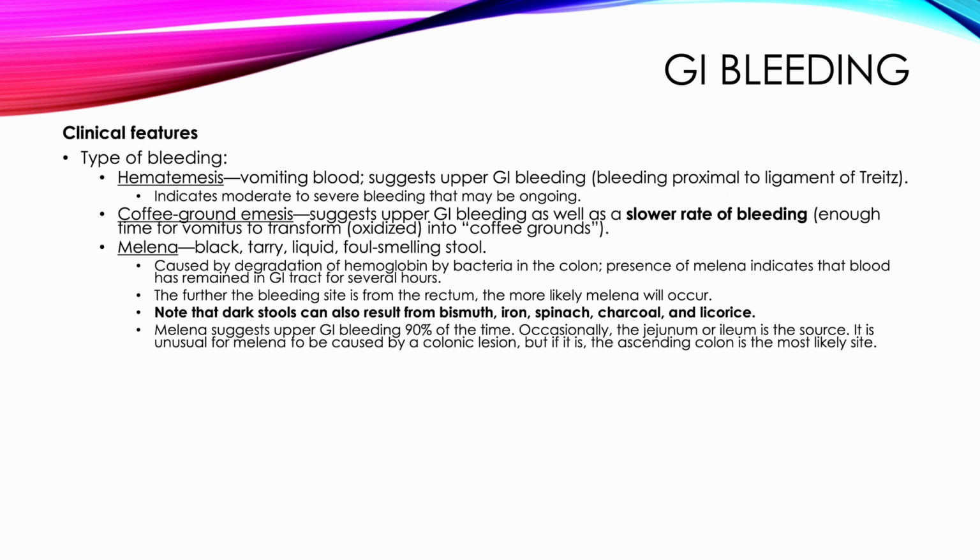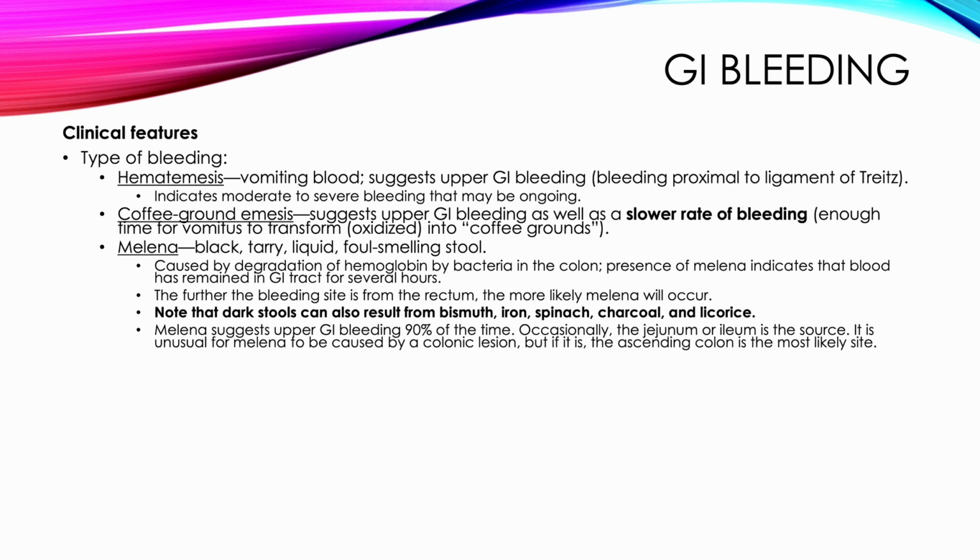Melena is going to be black tarry stool. It's usually very foul smelling and sometimes can be liquidy. Essentially what happens is the hemoglobin gets degraded by bacteria in the colon as the stool is making its way down from the upper GI tract to the lower. So that blood has been in the GI tract for several hours, and the further the bleeding site is away from the rectum, the more likely that it will be melanotic. And the dark stools are coming from an upper GI bleed, generally speaking, 90% of the time is the statistic that I have for you here.